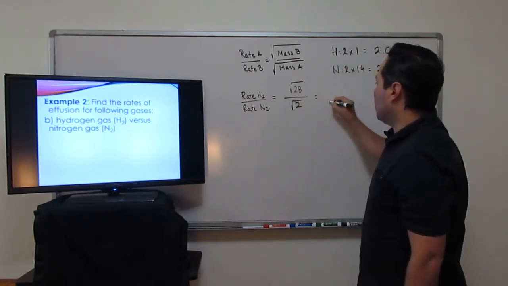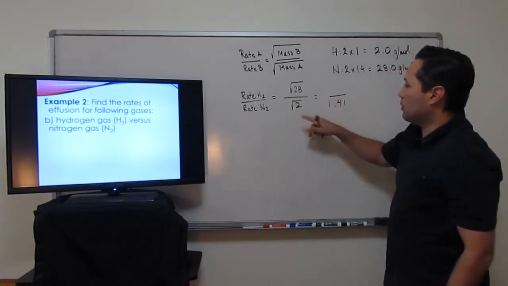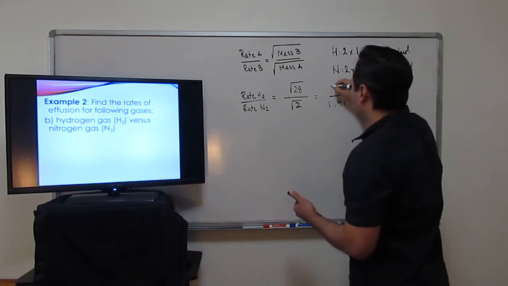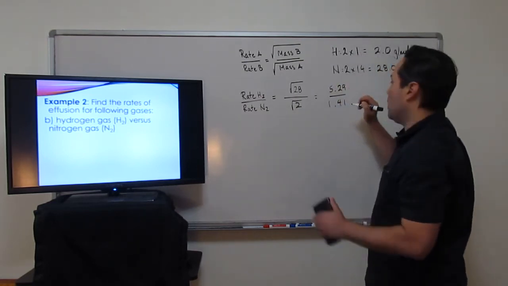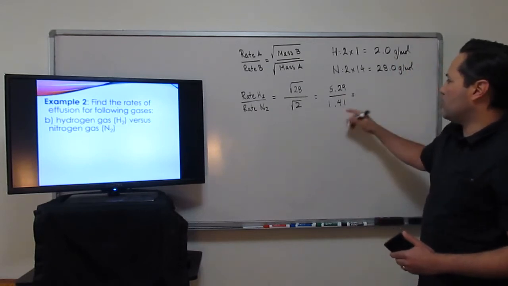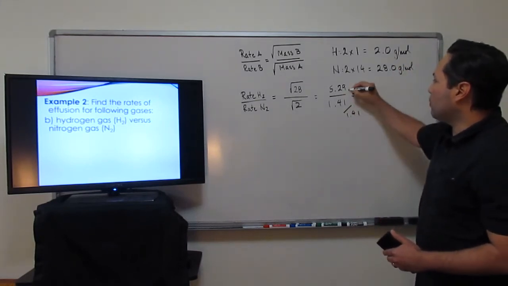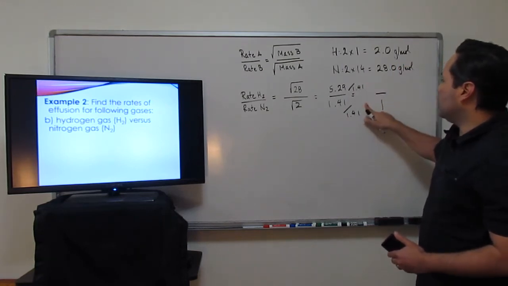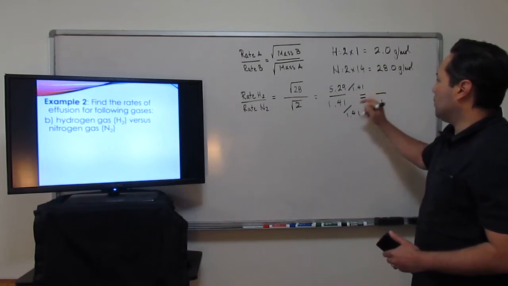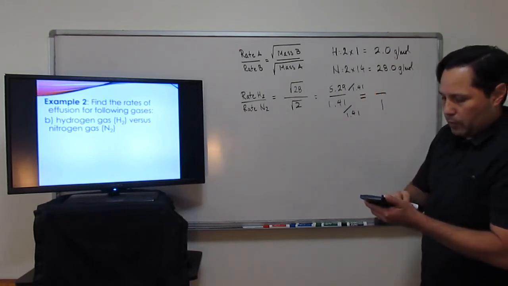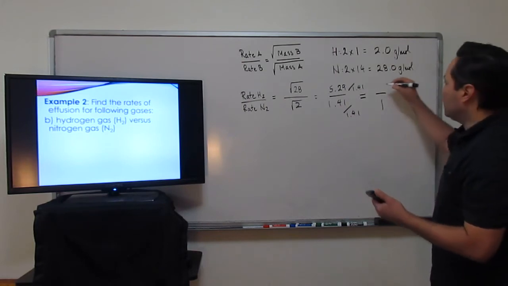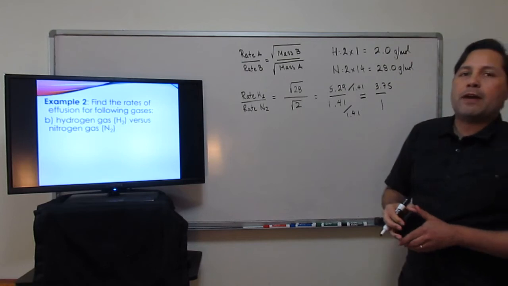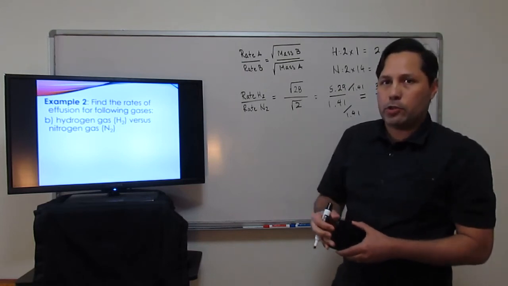Get the square root of each one of these: 1.41 for the square root of 2, and the square root of 28 gives me 5.29. Now I'm going to divide by the smallest of the two just to simplify. So that will give me a 1 here, and 5.29 divided by 1.41 gives 3.75. So hydrogen is 3.75 times faster when compared to nitrogen gas.